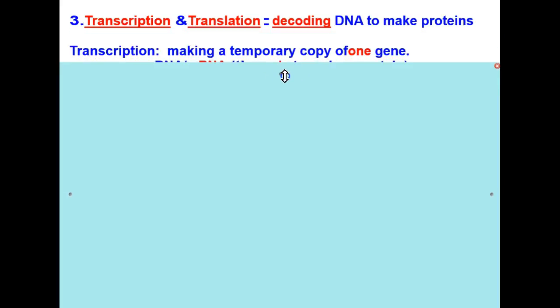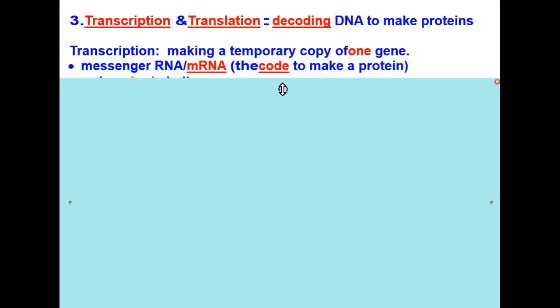Let's start with transcription. During transcription, we make a temporary copy of one gene. To do this, we have the chemical called messenger RNA. You've heard of RNA in a previous lesson. Ribonucleic acid, as opposed to DNA, which is deoxyribonucleic acid. So RNA, ribonucleic acid, but a specific kind here called messenger RNA, and the abbreviation for this is mRNA. And this is the code to make a protein.